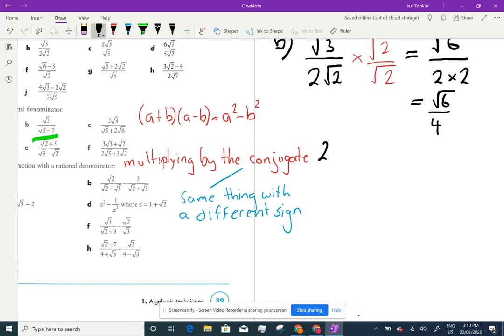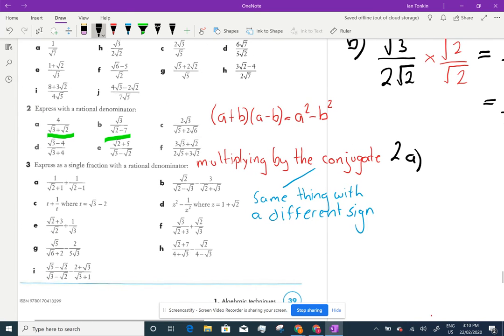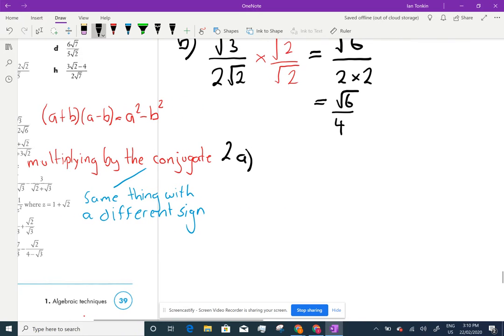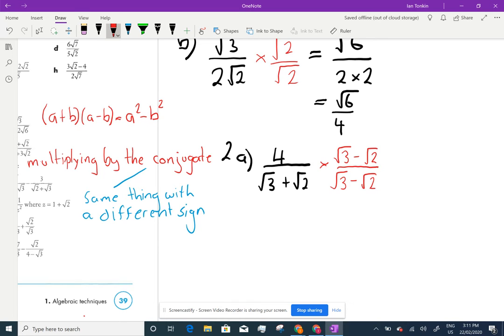So 2a, what have we got? 4 on root 3 plus root 2. What do we do? We look at the bottom. We look at the denominator because we're rationalising the denominator. Don't worry about the numerator. So the bottom, we need the conjugate, or it's just the same thing, root 3, root 2, but we change the sign. It's minus. And we do the same to the top because remember what we're doing is we're multiplying the whole fraction by 1.